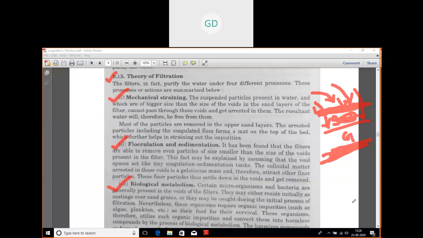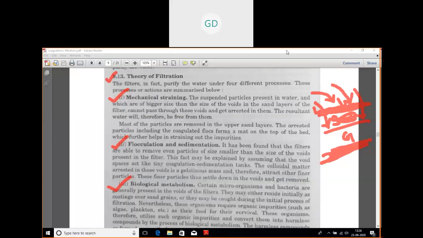All these things, those organic impurities present in that water, these microorganisms and bacteria rely on these planktons, algae and organic impurities. They take them as their food for their survival. When these bacteria consume these planktons and algae and all these things, the water becomes clearer. So biological metabolism is about the bacteria that consume algae and plankton.